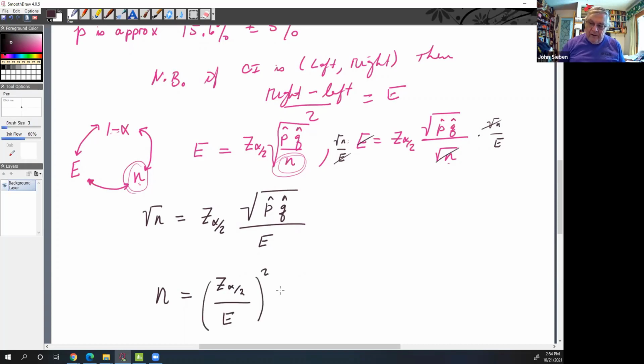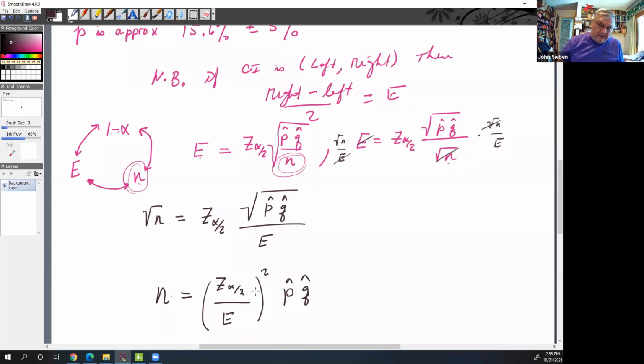Square those, and then say P hat Q hat. Now, personally, I don't think that we need to publish a separate way to calculate N. If I can remember the definition of E, I can always calculate N. But there's one of those kind of off green sheets in your textbook where the author just does this and presents N to you as a formula.